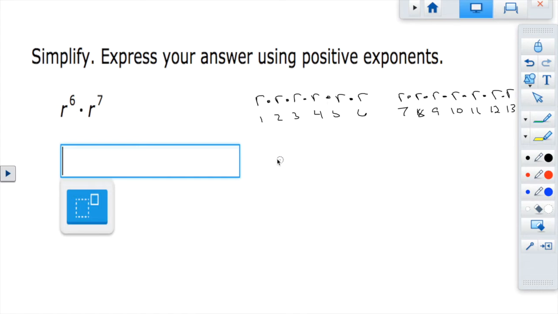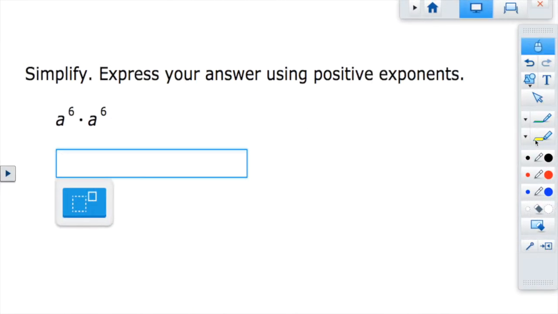No, I want a faster rule. So when the bases are the same, they're both r, we could add the exponents. So we take r, we take the first exponent, add the second exponent, 6 plus 7 is r to the 13th power, and that is your final answer.